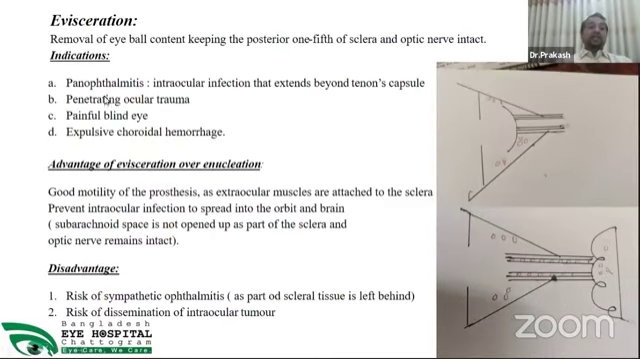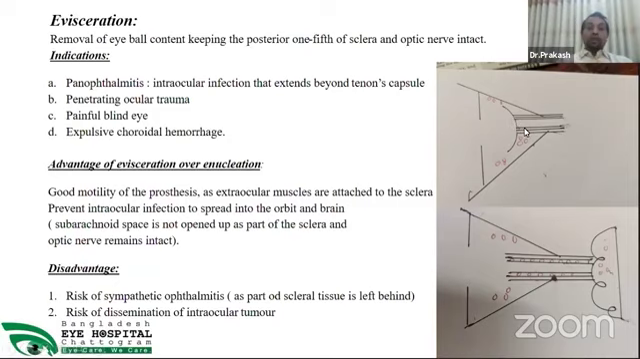Then next come to evisceration. In evisceration, we remove the eyeball contents, keeping the posterior 1/5 of the sclera and the optic nerve intact. You can see here, the eyeball contents are removed, but 1/5 of the sclera remains intact along with the optic nerve.